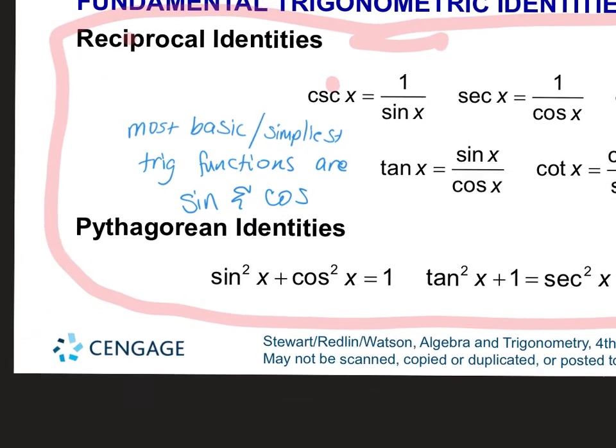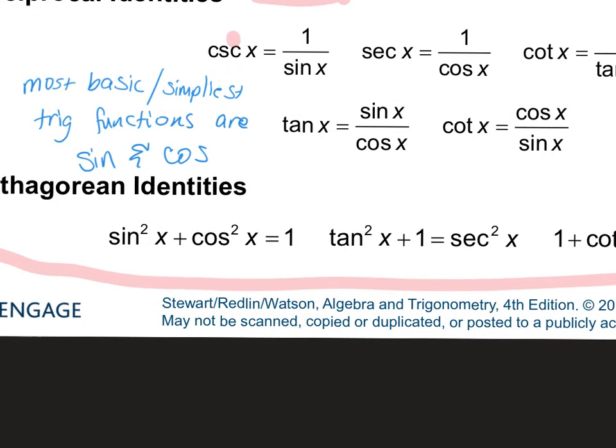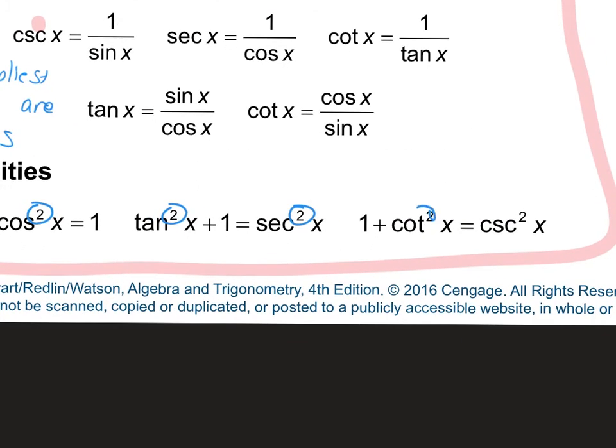Now, the second thing I want to bring to your attention is our Pythagorean identities. When I think of the word Pythagorean, what do you guys think of? Pythagorean theorem, a squared plus b squared equals c squared. If you notice these identities, they all have something squared, right? And they all have a plus 1. Anytime you have a trig function squared and a plus or minus 1, that's where your eyes should go, to those Pythagorean identities.